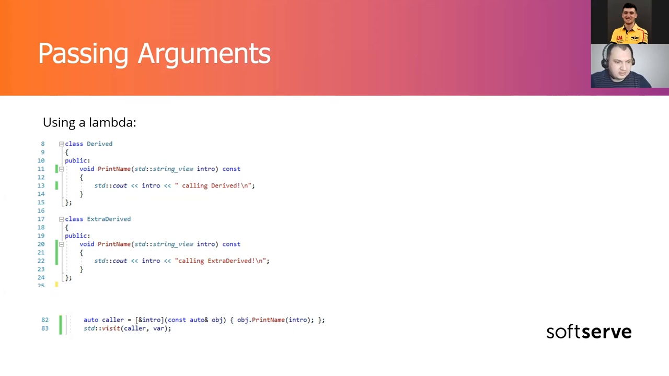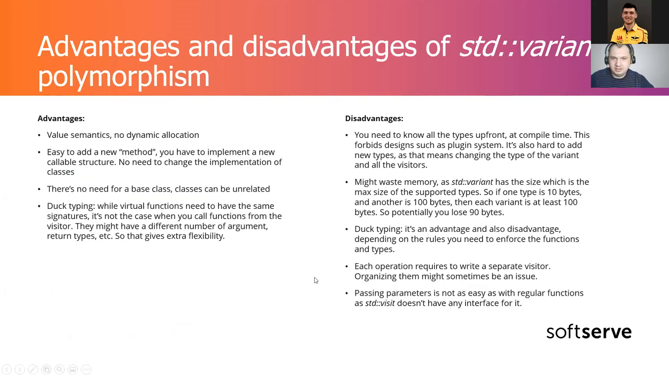Now let's consider the pros and cons of such an approach, and we can see the difference compared with virtual dispatch. And here are the advantages and disadvantages of polymorphism with std::variant. Regarding advantages, it's value semantics, no dynamic allocation.